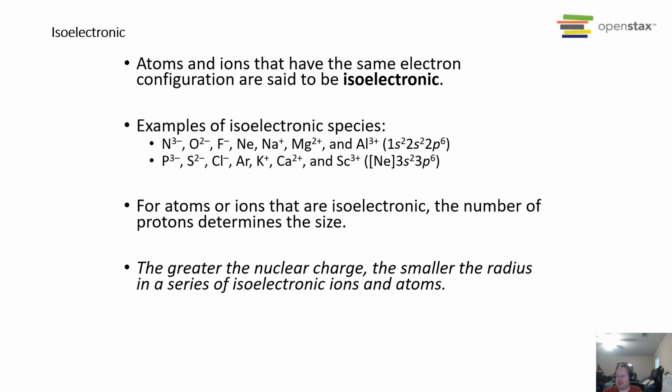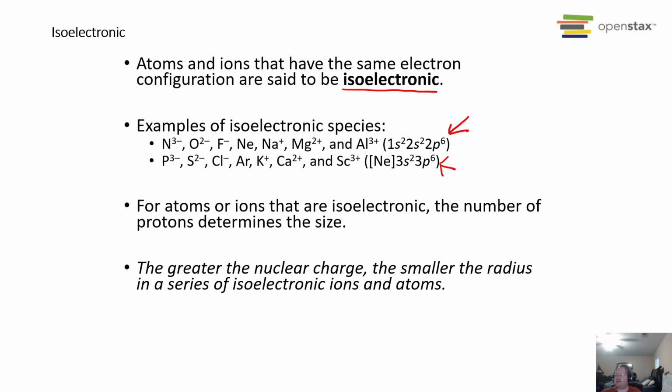Now, sometimes we'll have atoms that have the same number of electrons but different numbers of protons. We call these isoelectronic. So isoelectronic means same number of electrons, since iso means same, electronic, electrons. So an example here would be if you were to compare the atoms N3 minus, O2 minus, F minus, neon, sodium plus, Mg2 plus, Al3 plus. These are all 1s2, 2s2, 2p6. And then there's a second example where everything is neon, 3s2, 3p6. For atoms or ions that are isoelectronic, the only difference is the number of protons.